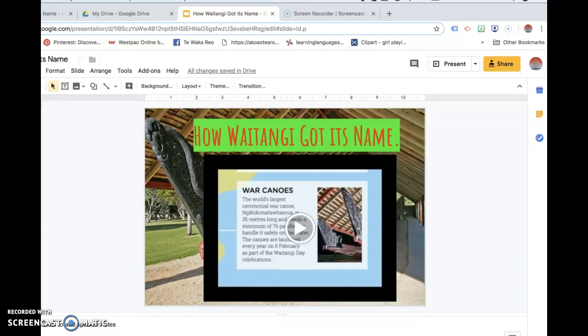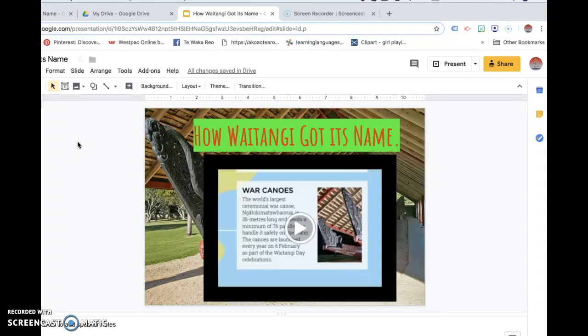If so, I think that you and your learners will enjoy this resource, How Waitangi Got Its Name. It is a reading, writing and te reo resource based on higher order thinking skills, and it incorporates audio files so your learners can listen to the pronunciation of personal and place names. There's a variety of interactive activities to allow for different learners.